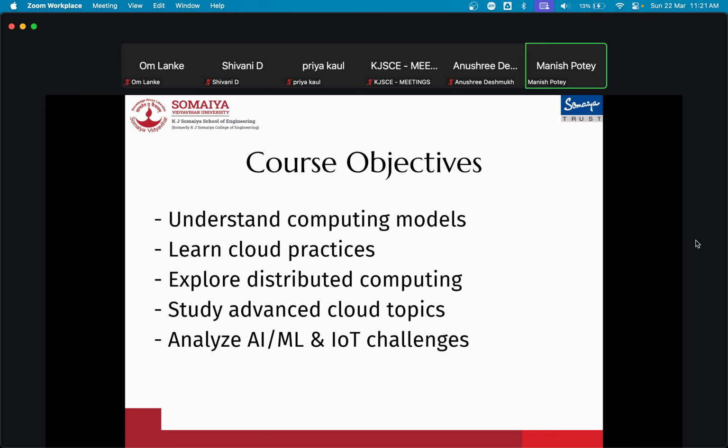Then the course objectives, I'm just making them bullet points. The first course objective that we just mentioned is understanding the computing models, what the different computing models are. Then what the best practices are as far as learning the cloud is concerned. Then explore distributed computing, study the advanced cloud topics, and analyze AI, ML, and IoT challenges.